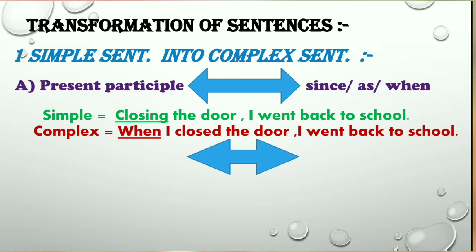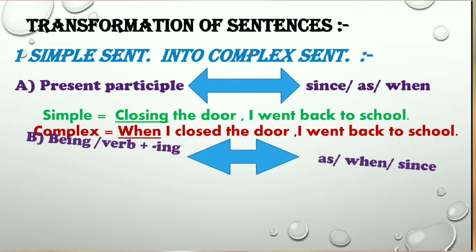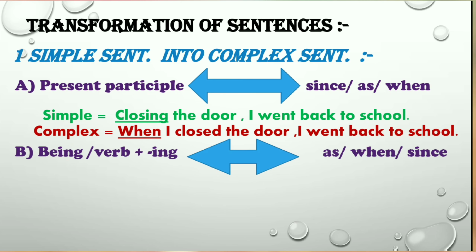Here, when is used, so the simple sentence became a complex sentence. This is the first way to change a simple sentence to a complex sentence. Let's see another way. Being or verb plus ing means progressive form. You can change it by using as, when or since.